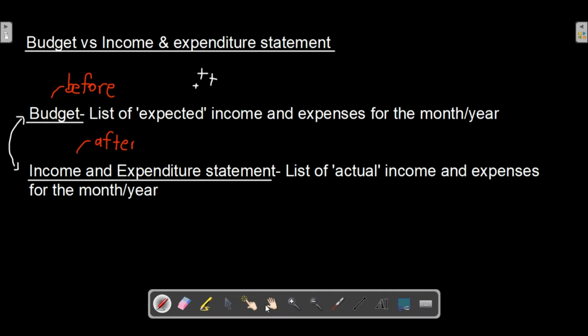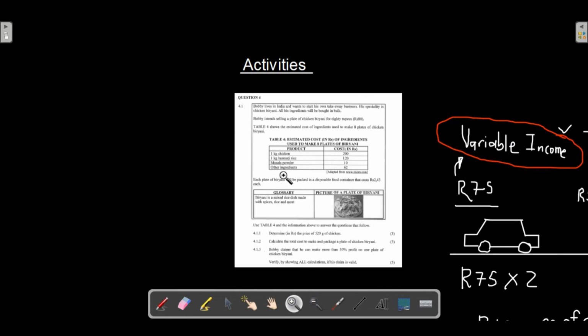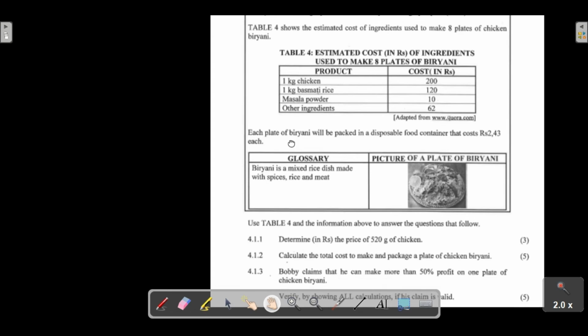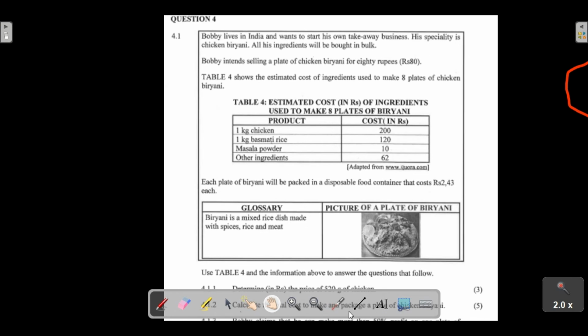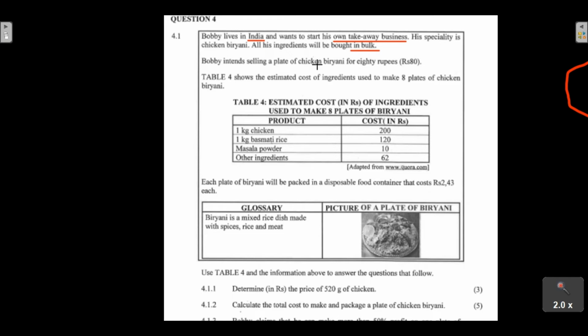Okay, so let's move on to these activities then. Right, so start with this activity and we'll do the next one. So this says Bobby lives in India and wants to start his own takeaway business. His specialty is chicken biryani. All his ingredients will be bought in bulk. So he will not buy these one by one, but he will buy them as a whole.